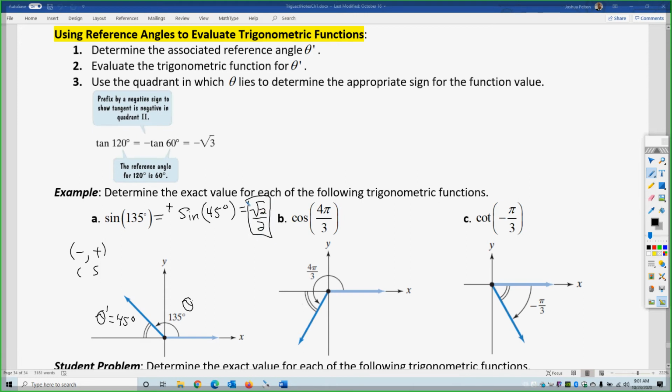Excuse me. So if I do 4 pi over 3, that's the same as doing the cosine of the reference angle, which is pi over 3. Because I went 1 pi plus another reference angle of another third. That's kind of sloppy. Let me fix that. I went another third of a pi, right? So 3 pi over 3 plus 1 pi over 3 is 4 pi over 3.